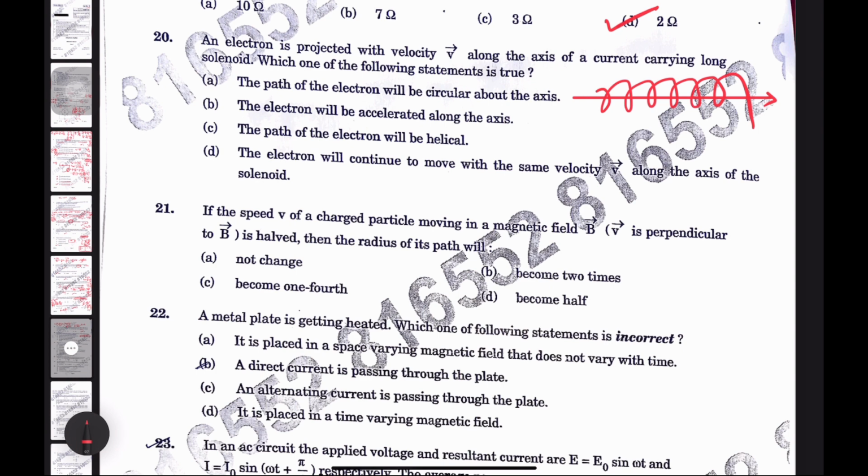So in this case, the electron is moving in the direction of the magnetic field, therefore it will keep on moving in the same path without getting deflected. So D is the right option. The electron will continue to move with the same velocity along the axis of the solenoid.